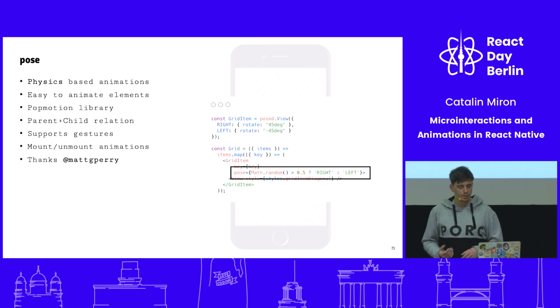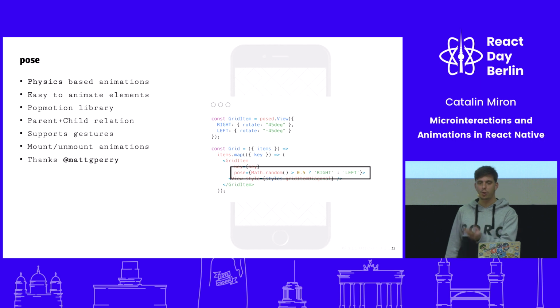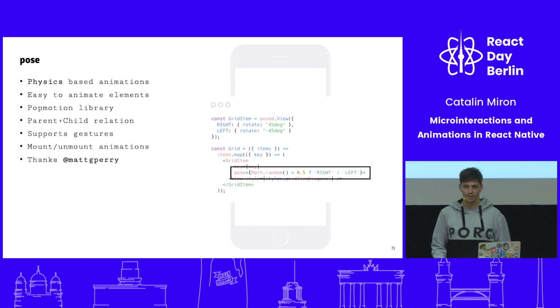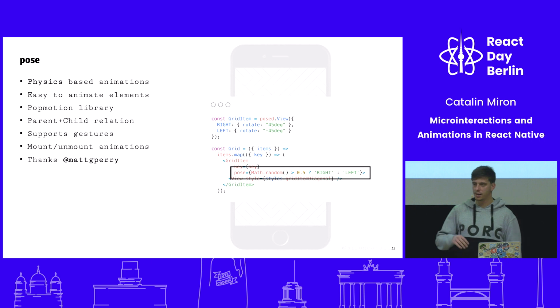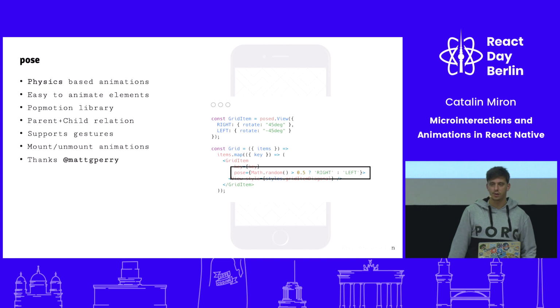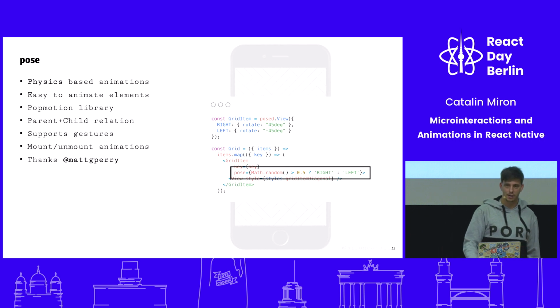And to that component, in order to move the elements, you need to provide the pose prop. And I'm doing a Math.random here, so it's either right or left. And Pose is going to take care of all the animation underneath. So you don't need to interpolate anything, you don't need to do anything basically. Just pass the config to a posed view or posed text and send that prop as pose.